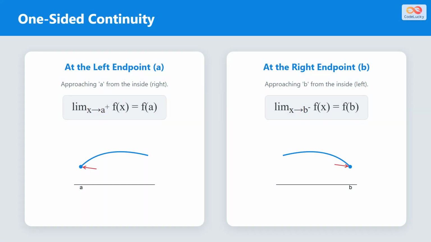Let's break down those endpoint conditions. At the left endpoint a, we check the limit as x approaches a from the positive side, or from the right. This limit must equal the function's value at a. Similarly, at the right endpoint b, we approach from the negative side, or from the left. This limit must match the function's value at b.